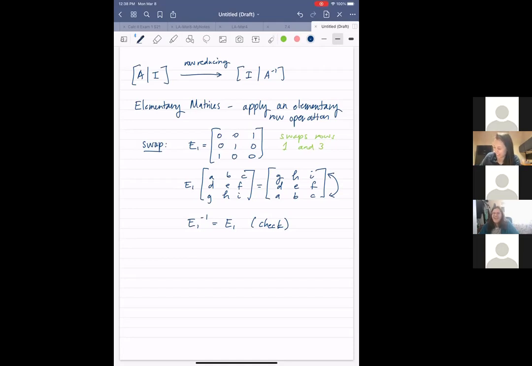Okay, so that is the first one. That's for swapping. The other two elementary row operations that we have are multiplication by a constant and replacement. So first, let's talk about multiplication by a constant.